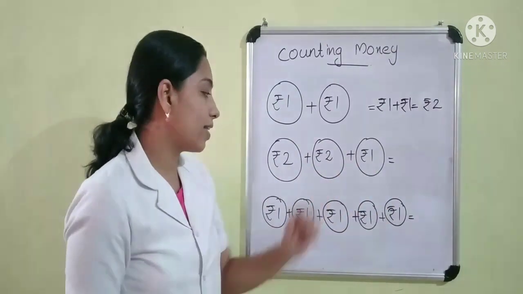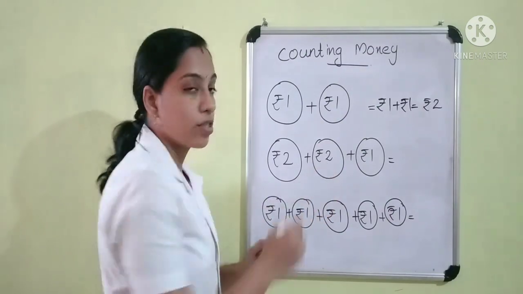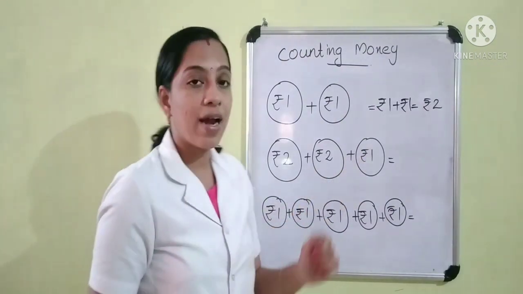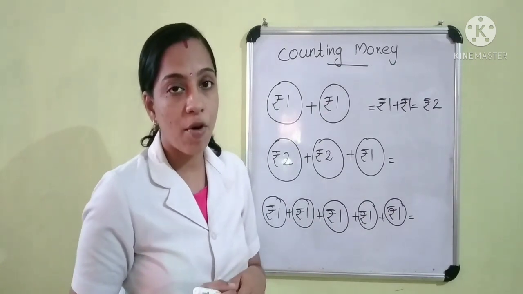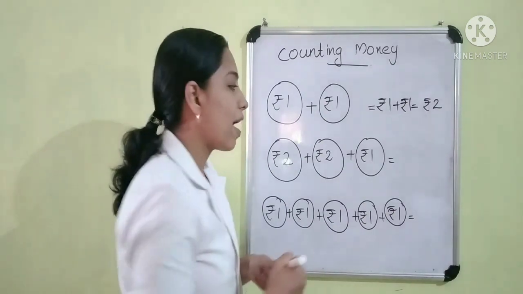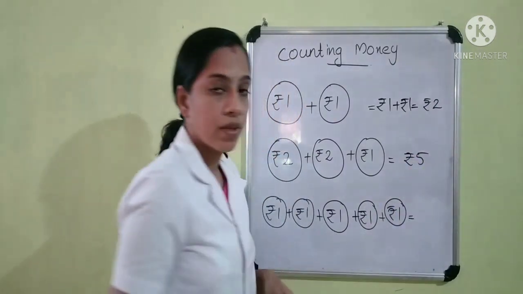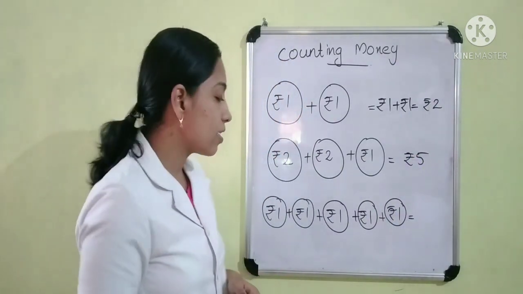Let us add this. That is 2 plus 2. What is 2 plus 2? Yes, it is 4. 4 plus 1, 5. So the total amount is rupees 5. So let us write here rupees 5. Is it clear children? The last one.